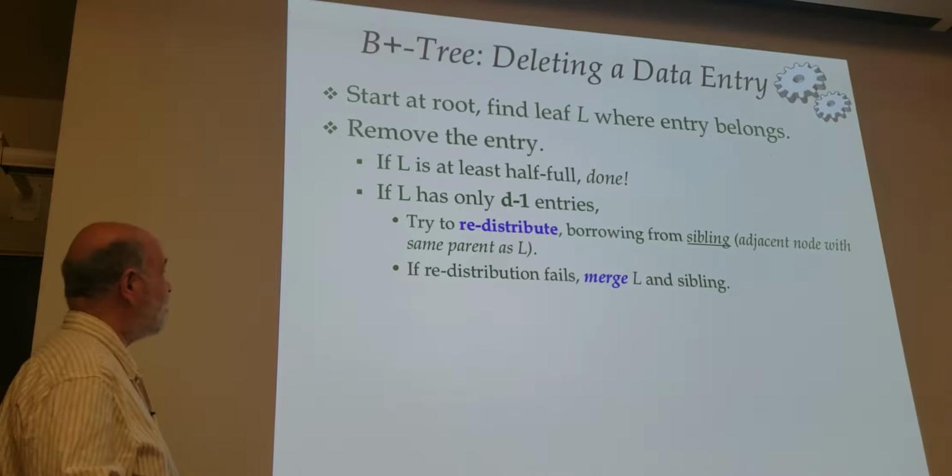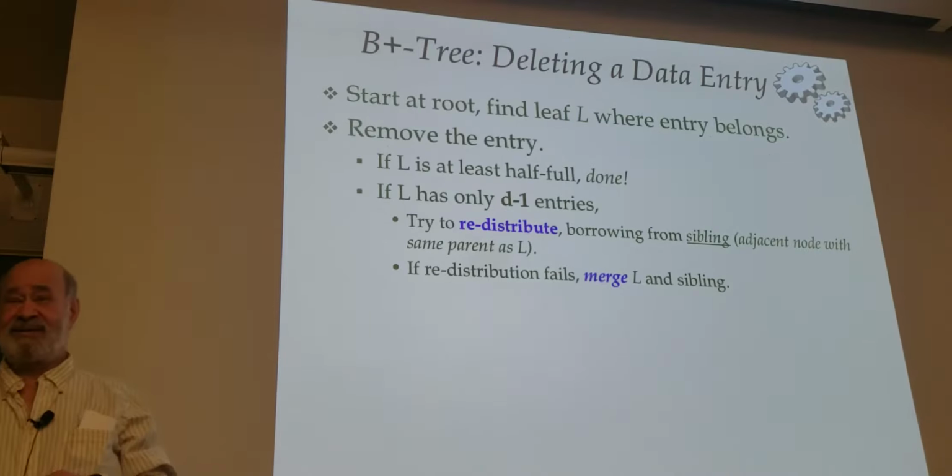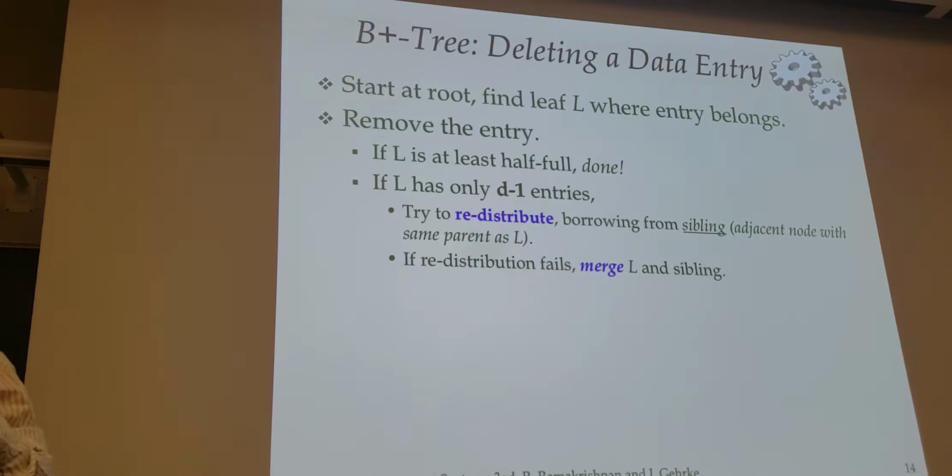But it's possible that it doesn't have, and I'll just use this term D, even though it's mythical, enough entries. It has D-1 entries. It needed to have at least D, right? Because every page is supposed to be between D and 2D entries in it. And suddenly, well, it was okay before, and it's not okay now, which means it now has D-1. One too few, okay?